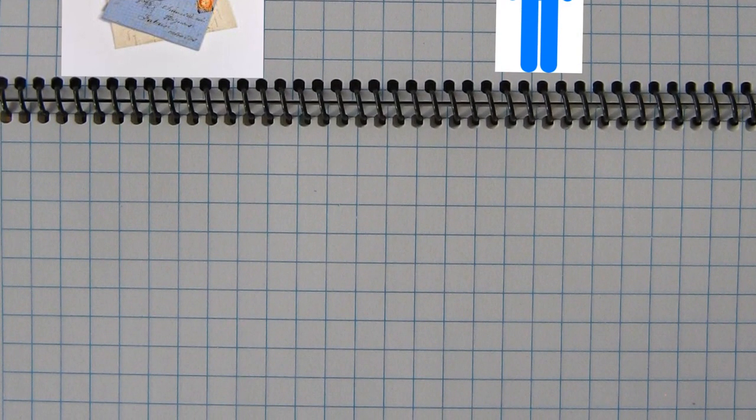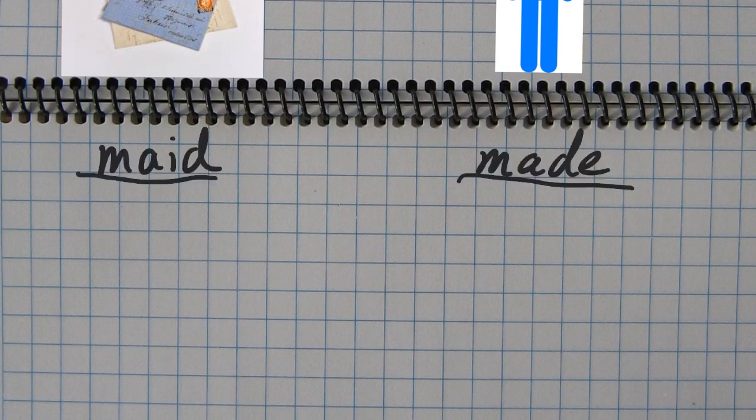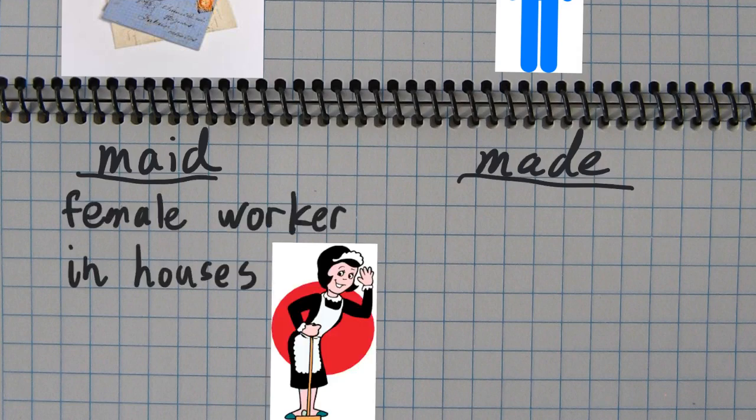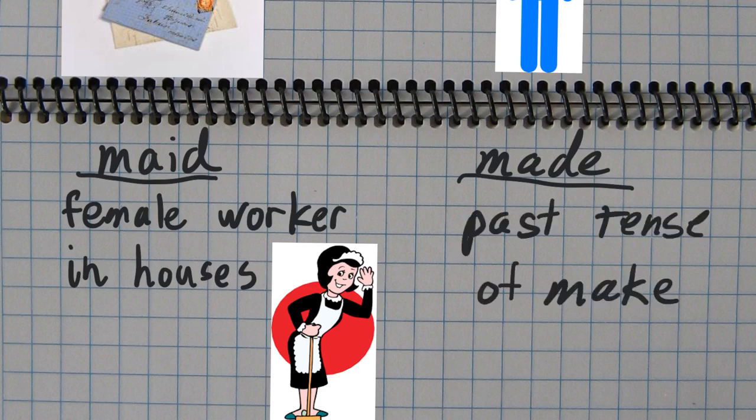Next we'll stick with some M words, maid and made. And this maid is like a female worker in houses who usually does cleaning and things like that. It's a little bit old-fashioned, but they usually wear an apron and a little hat like that, and they do housework. And the other made, of course, is simply the past tense of the word make.